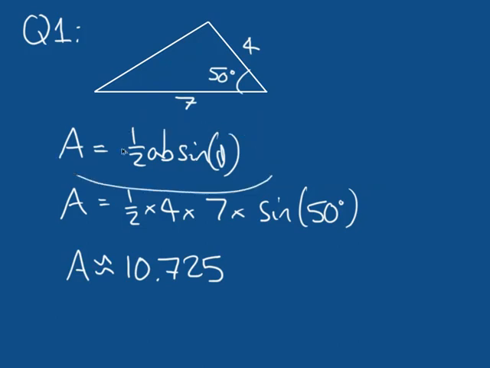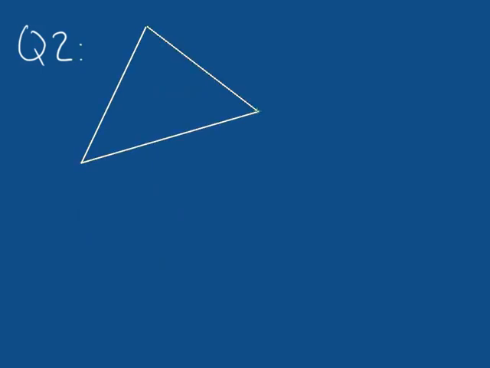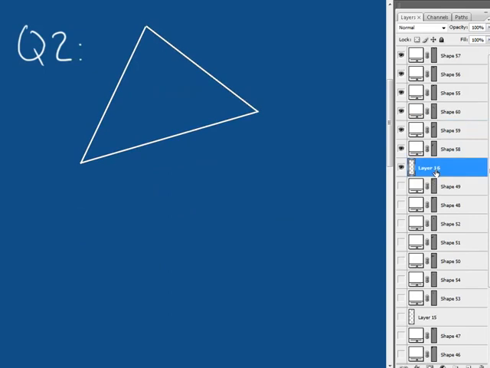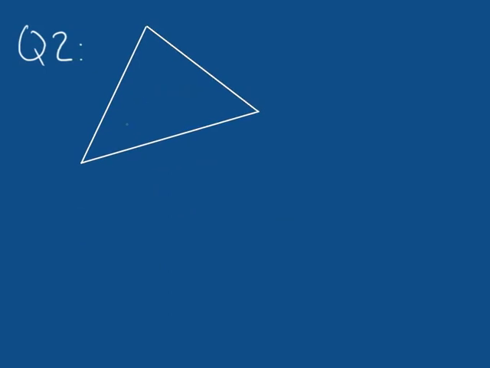So I do want to set just one last question to test your knowledge of this equation. So question 2. And again, I'd like you to find the area of the following triangle. So here's a triangle. Fantastic. And we do know some of the information of this triangle. We know that this edge is 5 units long. We know this edge is 6 units long. This angle is 55 degrees, and this angle is 82 degrees.